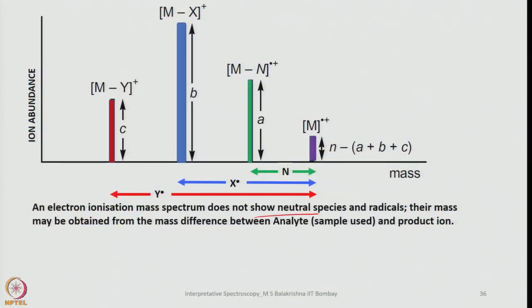An electron ionization mass spectrum does not show neutral species and radicals, and their mass may be obtained from the mass difference between analyte and product ion. For example, if we don't get the molecular ion peak, in that case what happens? We should look for the fragments and also the mass difference. From that, we should be able to identify the sample molecular weight.